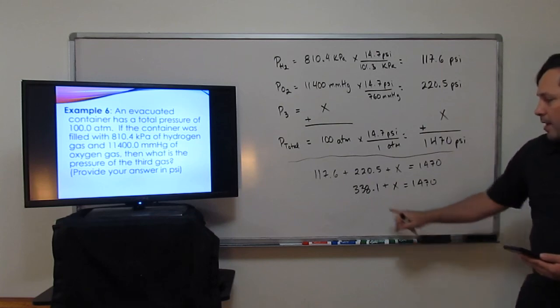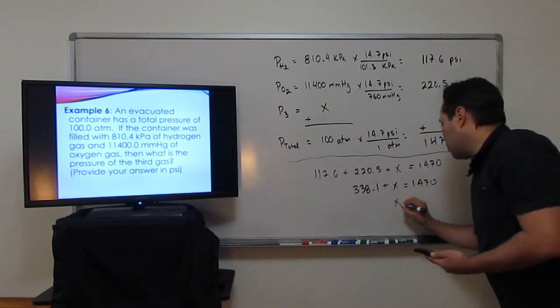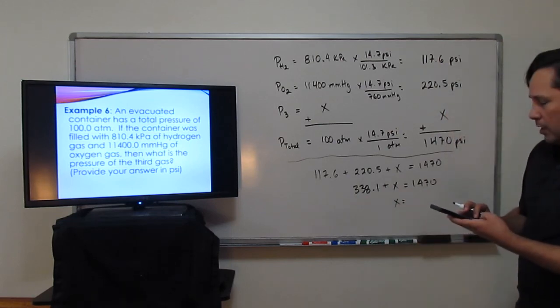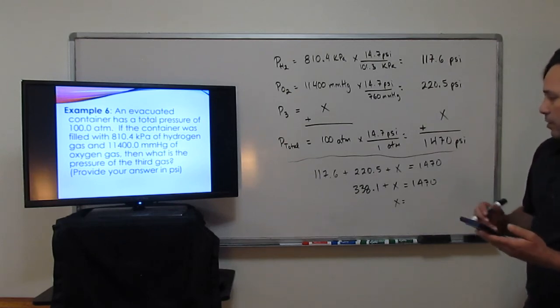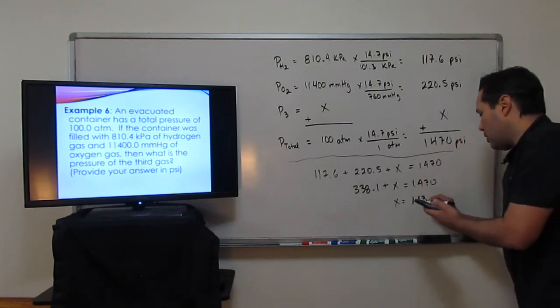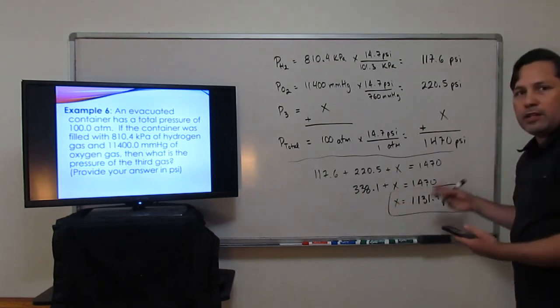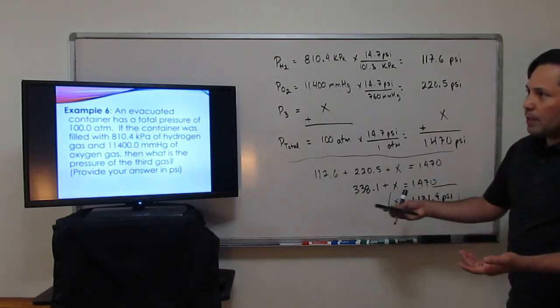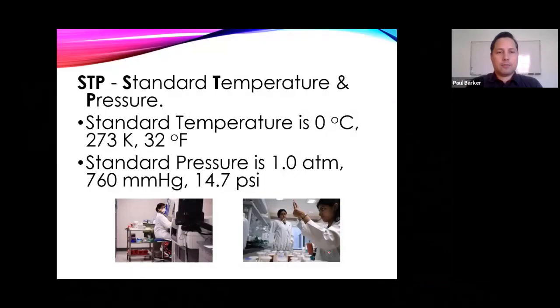Now, what are we going to do? Well, we're going to isolate the x. We're going to subtract both sides by 338.1. So after I subtract that from the left side, from the right side, 1470 minus 338.1 will give us a final answer of 1,131.9 psi. And that is the final answer for this problem. And that takes care of example number 6.